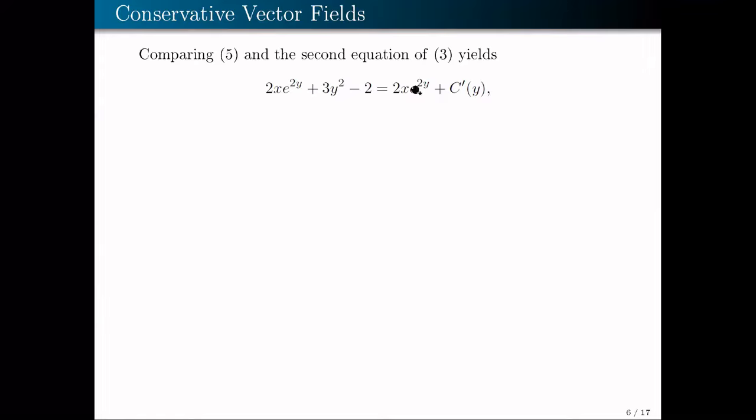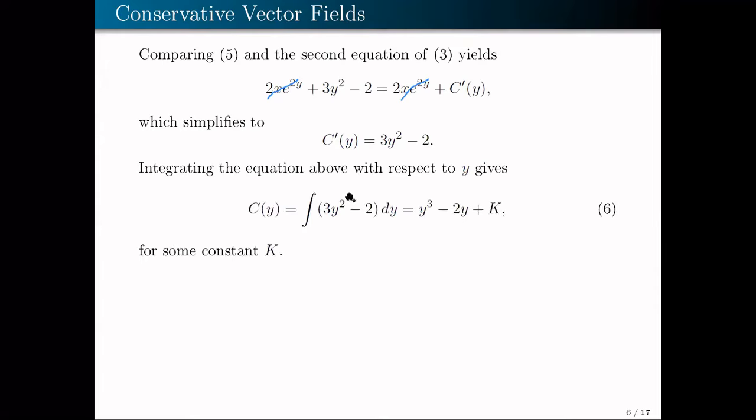So notice that we have the term 2x exponential of 2y on both sides of the equation. So we can cancel that out. And so we are left with c prime of y equals 3y squared minus 2. So the left-hand side is a function of y, the right-hand side is also a function of y, so we can do the integration as follows. Okay, so from c prime of y, we can get c of y, which is equal to the integral of 3y squared minus 2 dy. So we get y cubed minus 2y plus some constant k.